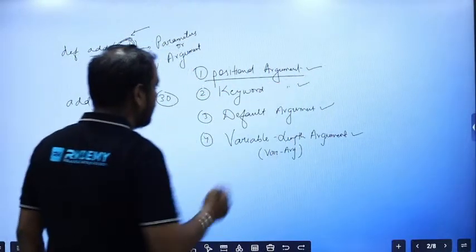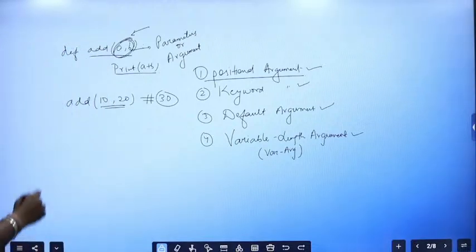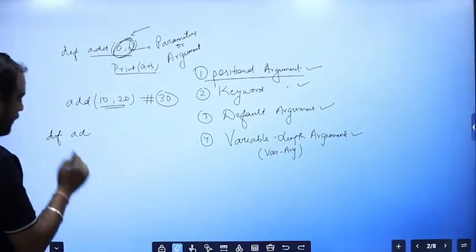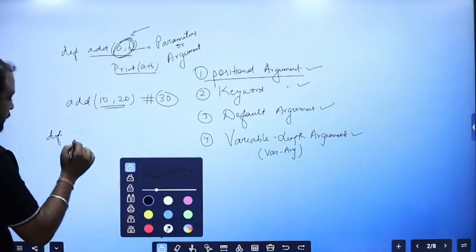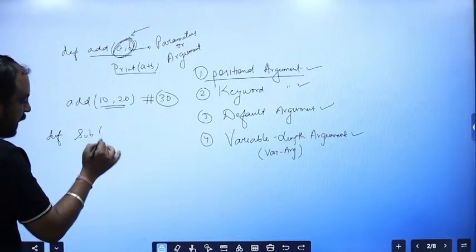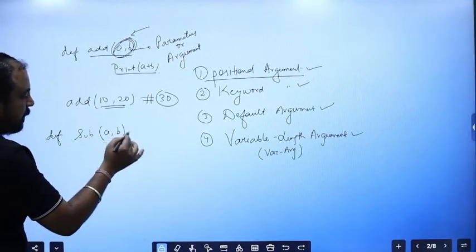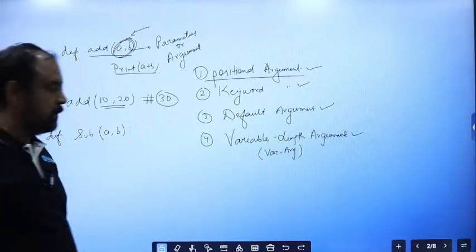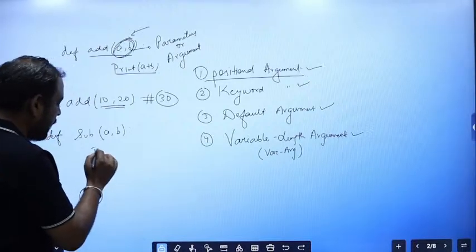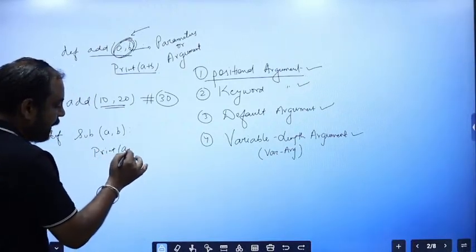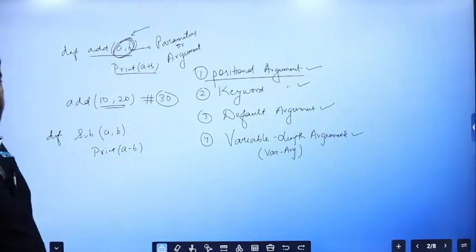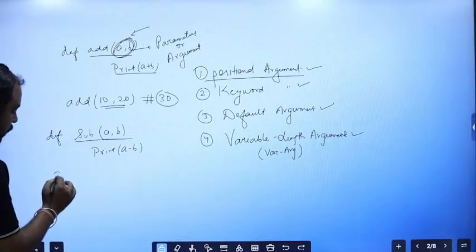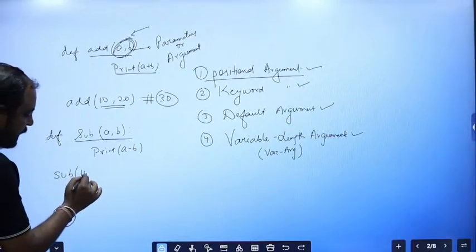Positional argument. Suppose for example, I'm defining def of subtract. Here I created a function called subtract, inside which I gave two arguments. And I want to subtract both of them. I want to print a minus b. After that I need to call this subtract, so for calling it, we need to write subtract of 10 comma 20.